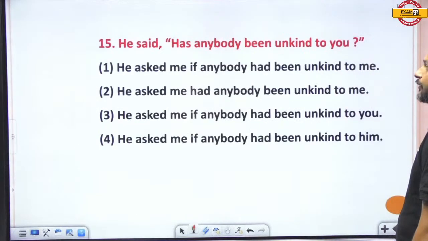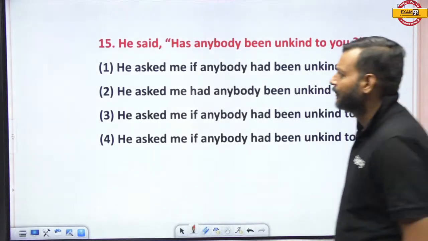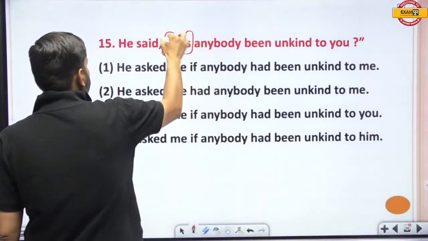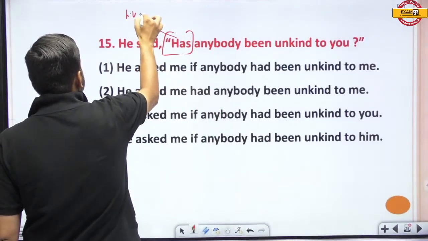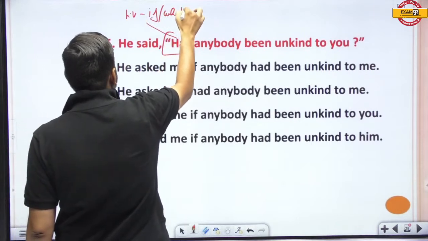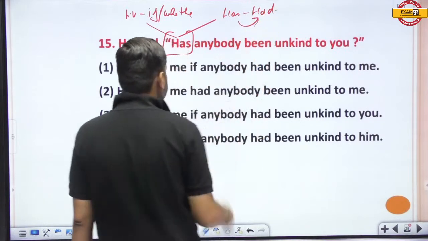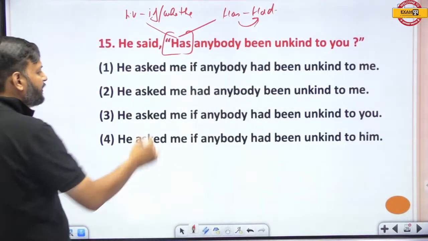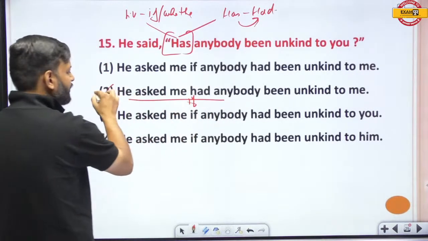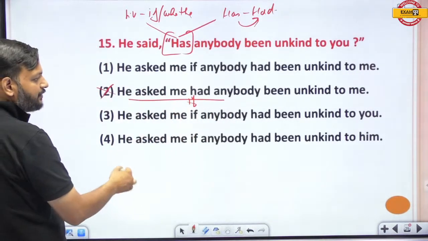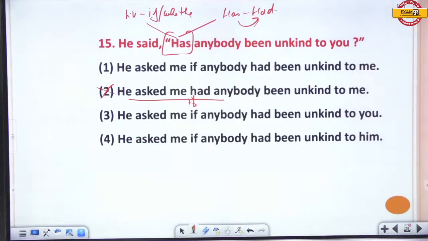Okay. Now question number 15. He said, has anybody been unkind to you? So two things. One, this sentence has been started with a helping verb. That means you have to look for if or whether. And second thing, has must be changed into had. So two things you have to see. In this sentence, if is missing. Eliminate this. In this sentence, he asked me if anybody had been unkind to him. He asked me if anybody had been unkind to you. This you must be changed according to the reporting object.